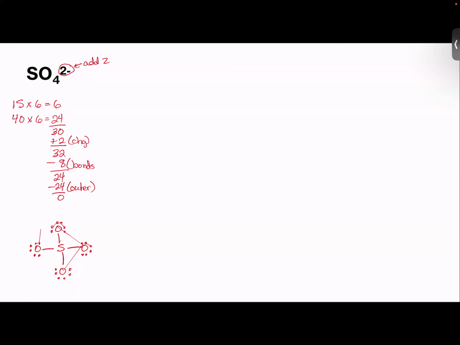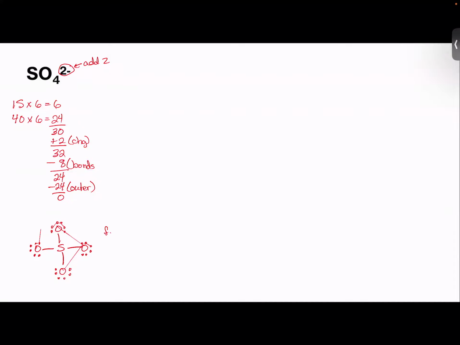When you hit 0, you ask, does everybody have an octet? In this particular case, we would find out, yes, everybody has an octet. However, sulfur is in period 3. Period 3, 4, 5, 6, 7 elements can have an expanded octet because they have the availability of the d subshell. Because they can have an expanded octet, we have got to check the formal charge to see if we need to expand the octet.